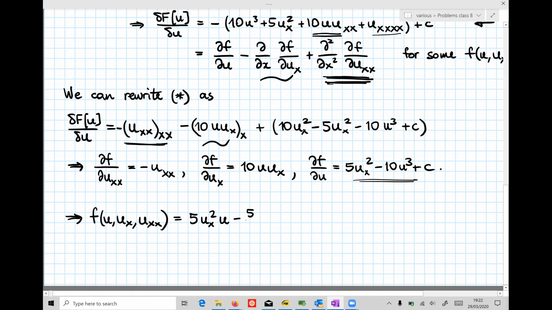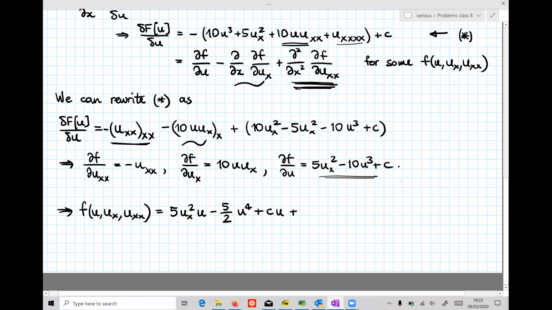So that's minus 5 over 2. So 10 over 4 is 5 over 2 u to the fourth. And finally, plus cu plus an integration constant, which is actually constant with respect to u, but could be a function of ux and uxx. So let's call it g of ux, uxx. So that's the integration constant, which in this case is actually a function.